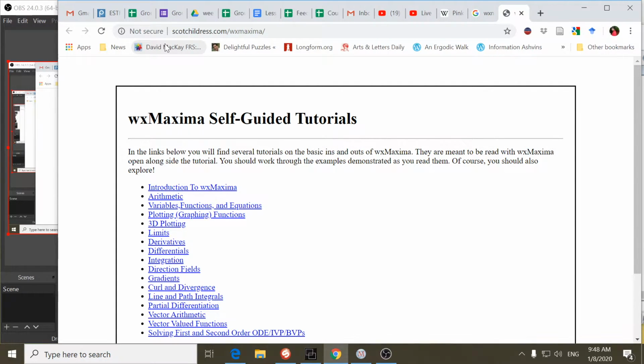Wait, integrate x over 4 sine x. Okay, so it's doing the right thing. It's integrating this quantity, treating this like the natural logarithm. Just to show you, if you do log percentage e, shift enter. Right? So it's recognizing that percentage e is Euler's constant.